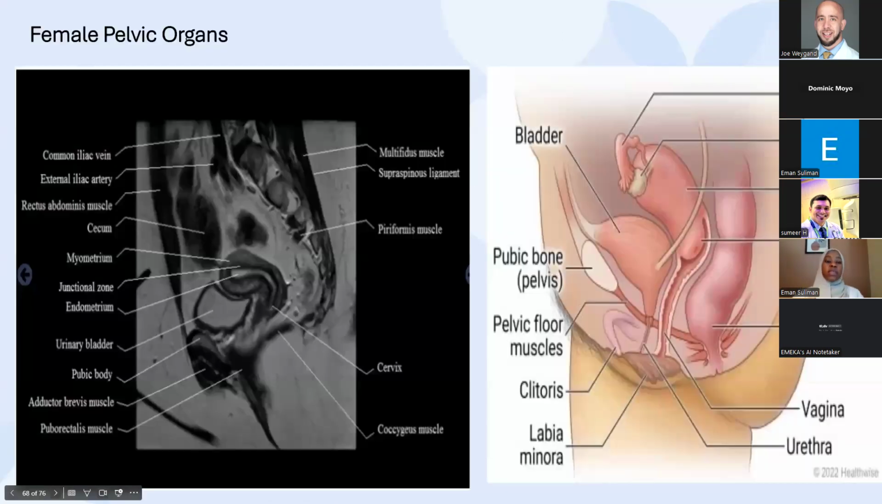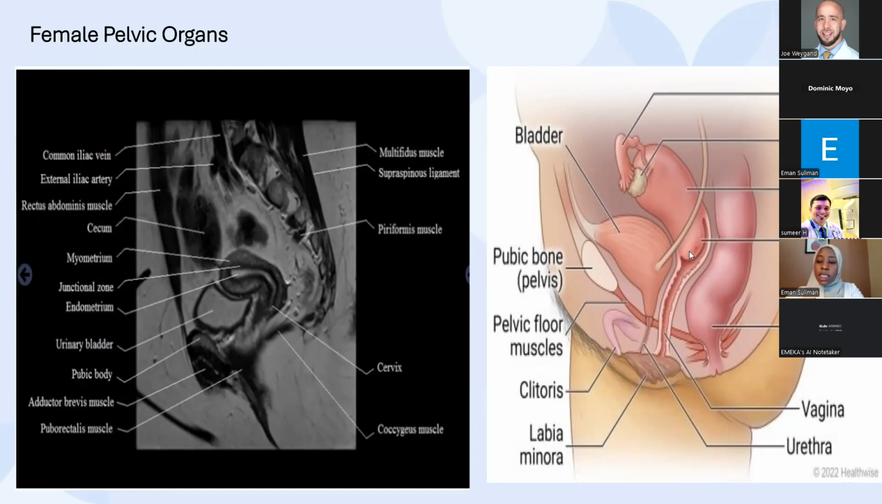So this is the female pelvic organs. Here we could see the bladder. This is the front, and that's the back. Here we could see the bladder at the very front, and here is the urethra, and then it goes into the external genitalia. And here we have the uterus.